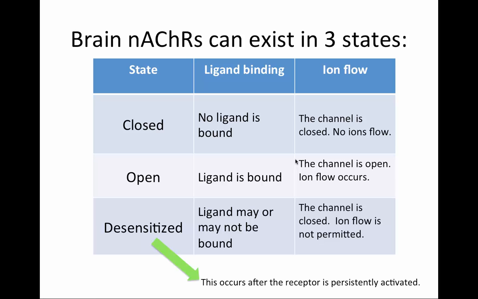Brain nicotinic acetylcholine receptors have a very interesting desensitized state. The desensitized state occurs after the receptor has been exposed to agonist for prolonged periods of time. In this state, the ion pore is closed and ligand may or may not be bound. The nicotinic receptors have the ability to be desensitized for very long periods of time, over many minutes.